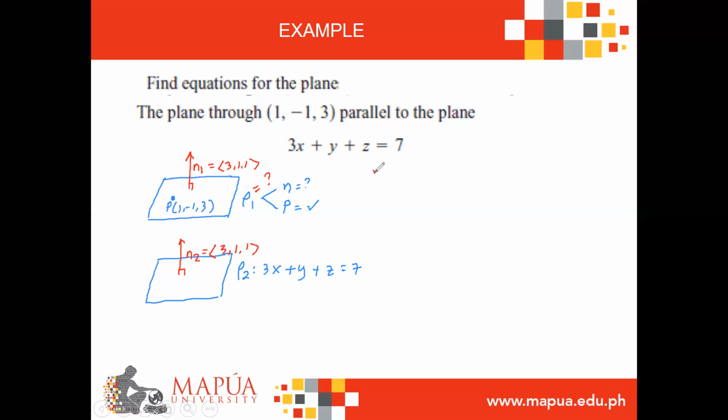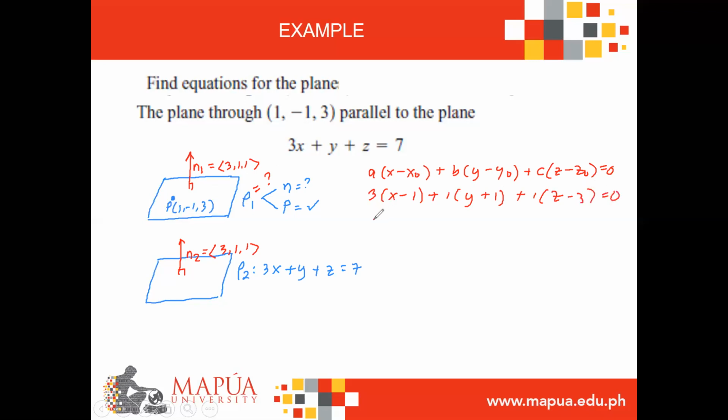So using now the point normal form of equation of plane, we have a multiplied by x minus x sub 0 plus b times y minus y sub 0 plus c times quantity z minus z sub 0 equals 0. So substituting now this normal vector and a point. So we have here now a is 3 multiplied by x minus 1. That is from the x coordinate of your point P. Then you have plus b is 1 multiplied by y minus negative 1. That will be y plus 1. Then plus c is also 1 multiplied by z minus 3 equals 0.